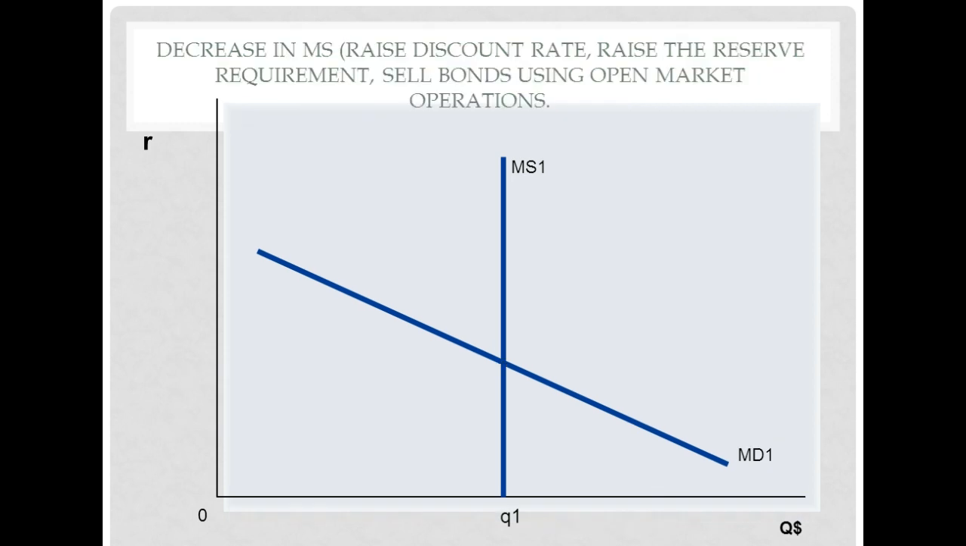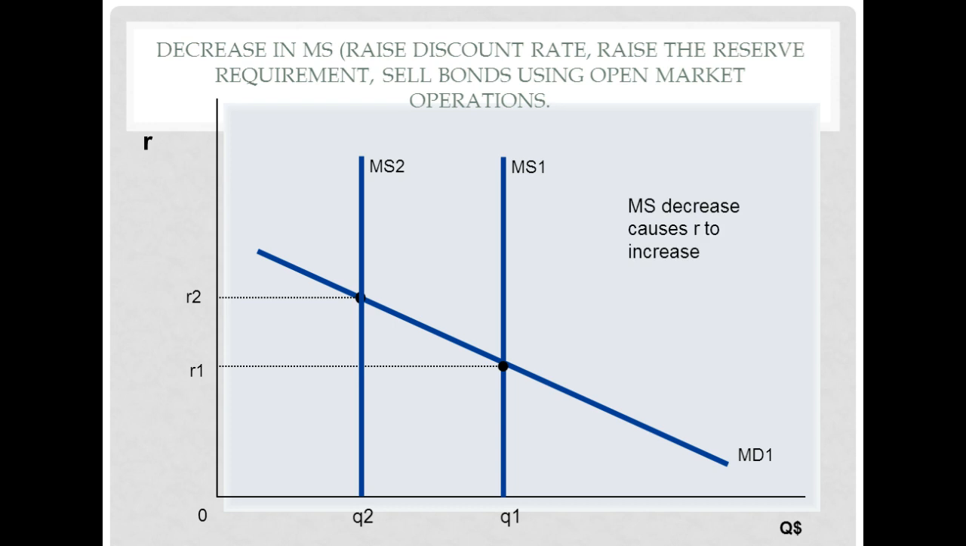By the same token, the Fed can also raise interest rates. If it's at R1 and the Fed wants them to rise, it can decrease the money supply or shift it to the left, in which case it would increase the interest rates. And by decreasing MS, again, you can see R is going to increase.